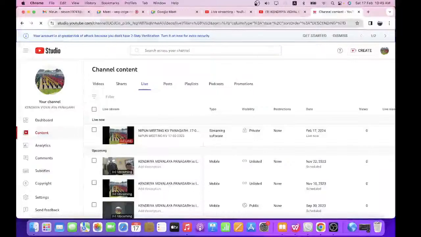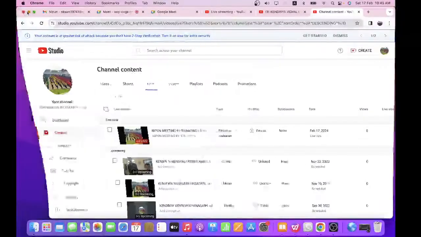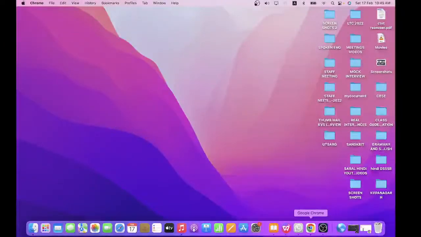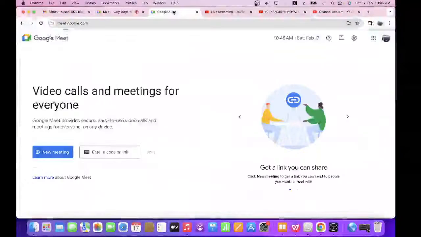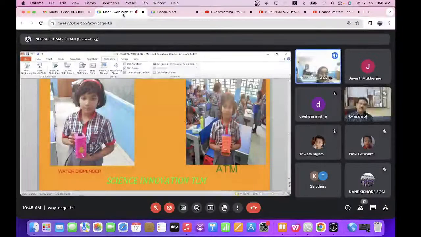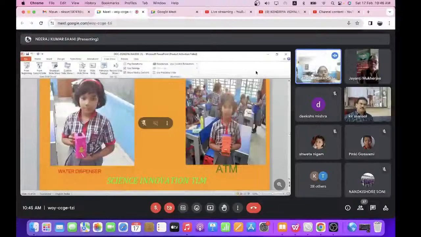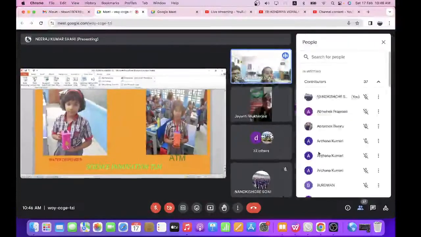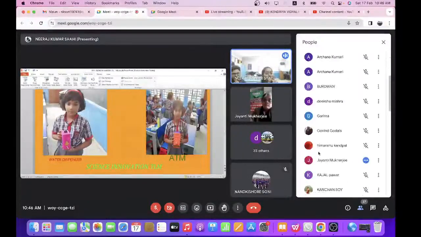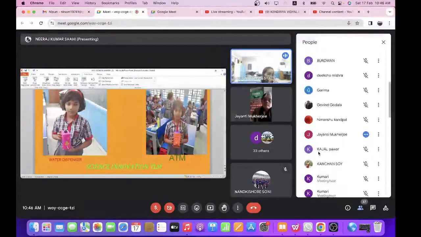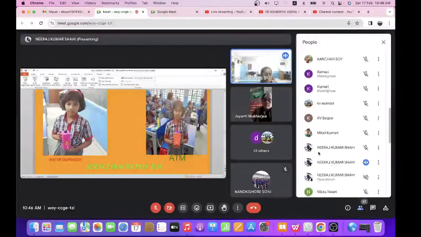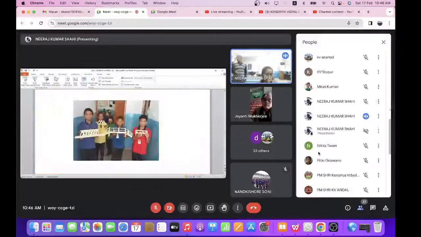So this was the TLM for the Science Innovation TLM, and the students made their own TLM. Our teachers also make the TLM for the ATM, and some students who know about the ATM also make it. We also tell the students to go with their parents and learn the concept of how the ATM works. So let's get back to our content.